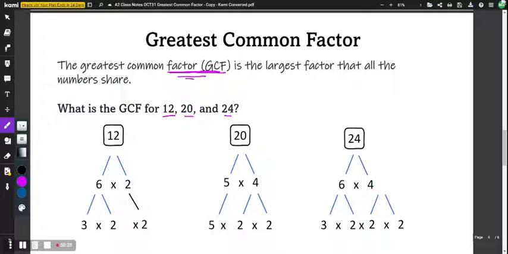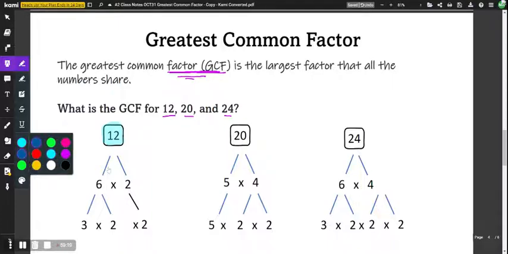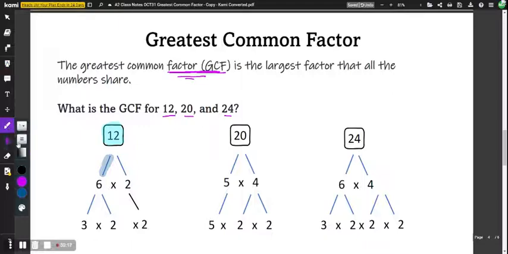So if we look at 12, let's start with 12. What are the factors that make up 12? What are the things we multiply together to get 12? Well, if I multiply 6 times 2, that's going to be 12. But 6 is a compound number. That means I can still multiply two other numbers together to get 6. So I can multiply 3 times 2, that gives me 6. So at the end of the day, 3 times 2 is 6, times 1 more 2 is 12.